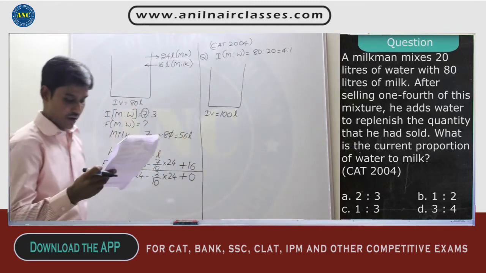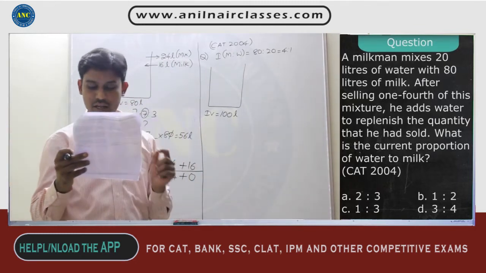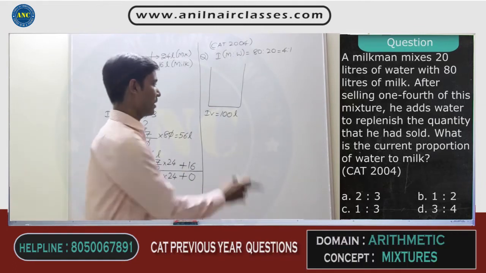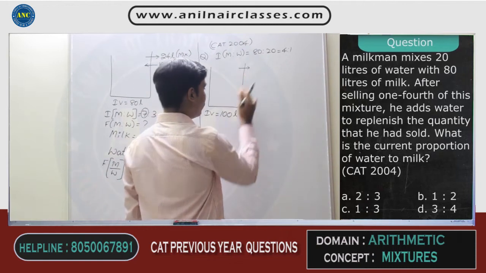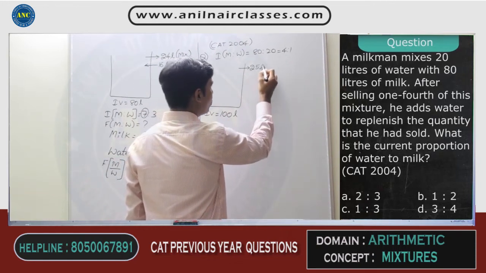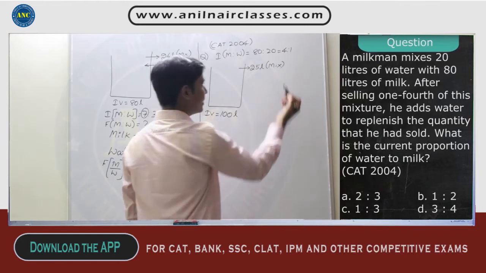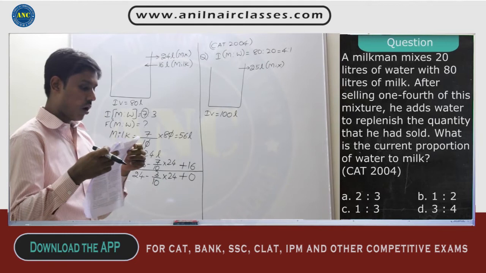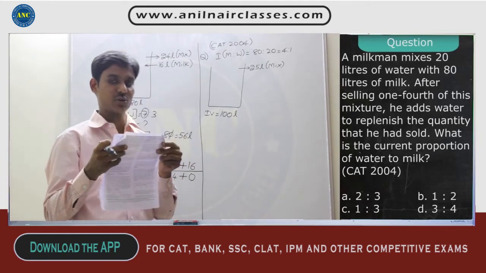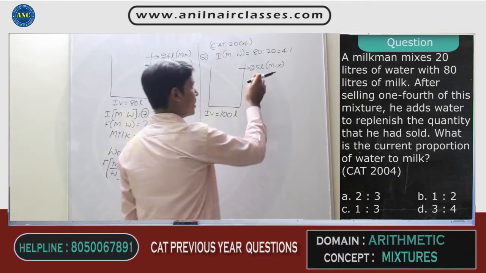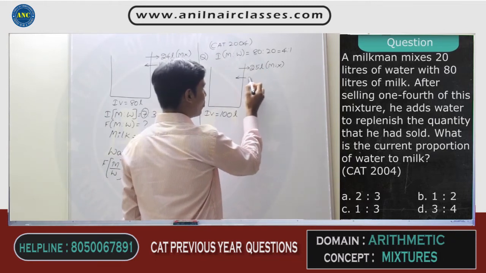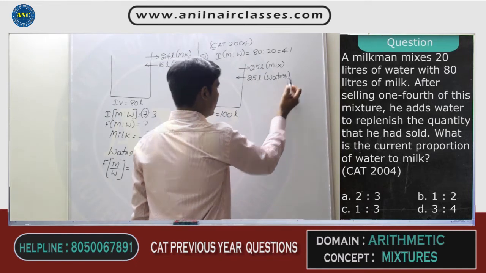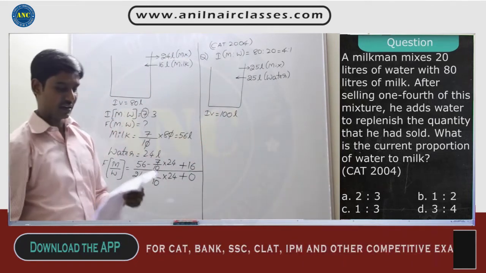Now, next statement says after selling 1/4 of this mixture, 1/4 is nothing but 25%. That means out of 100 liters, 1/4 of 100, you are taking out 25 liters of mixture. He adds water to replenish the quantity that he had sold. That means whatever mixture he has taken out, he will add the same quantity of water so that there is no change in the final volume. If it is 100, it will again become 100.